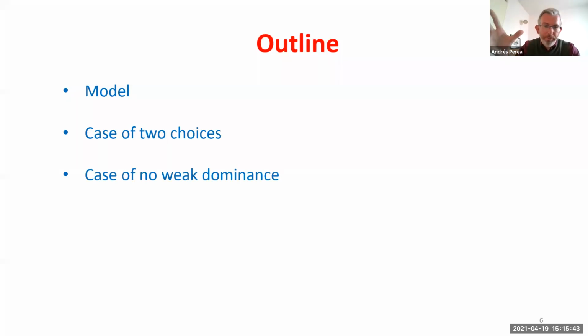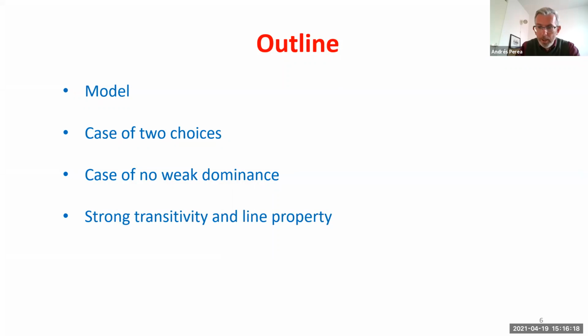Since I don't have time to really tell you all the details of the paper, I decided to restrict to an important case, not the most general case, but still interesting enough, which is the case where we have an arbitrary number of choices, but where no choice weakly dominates another choice. So there's no weak dominance between choices. And then we will see that the regularity axioms, together with the existence of a uniform preference increase, will both be necessary and sufficient for an expected utility representation.